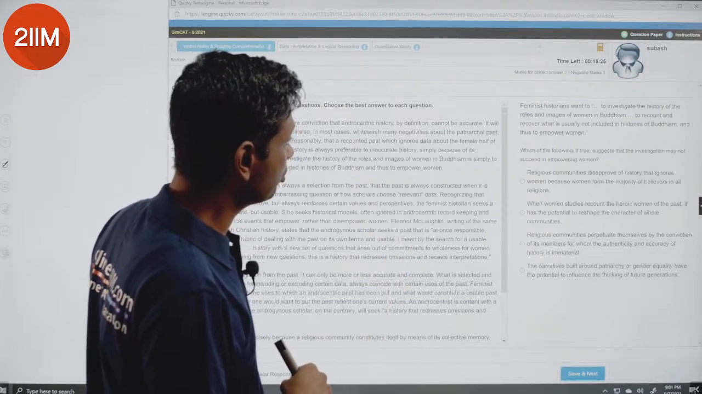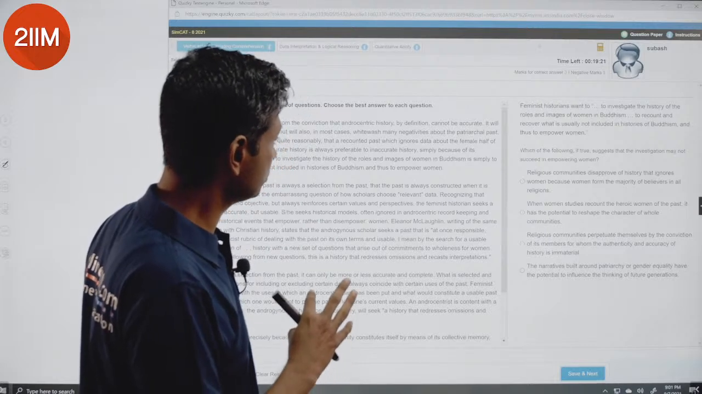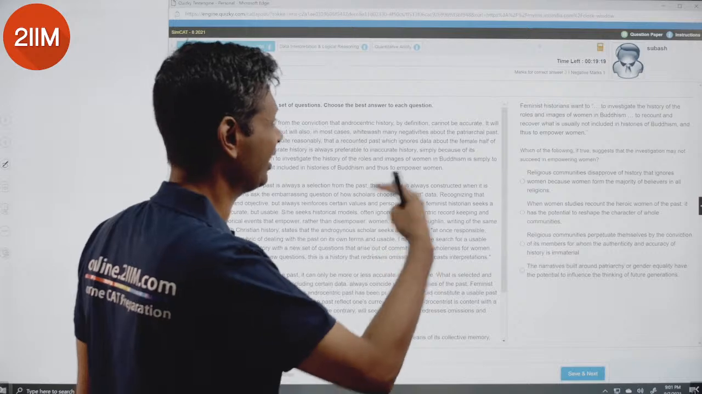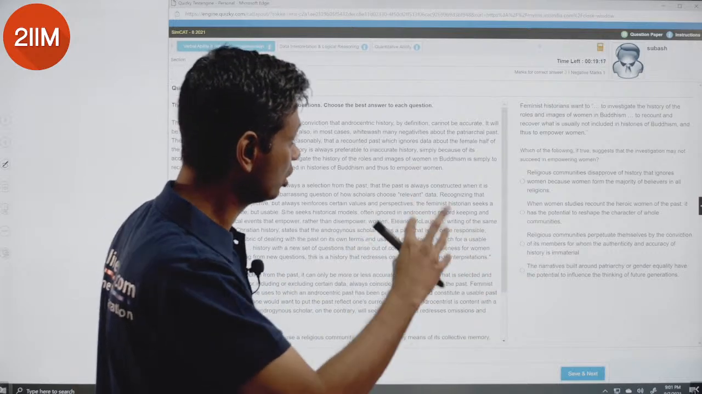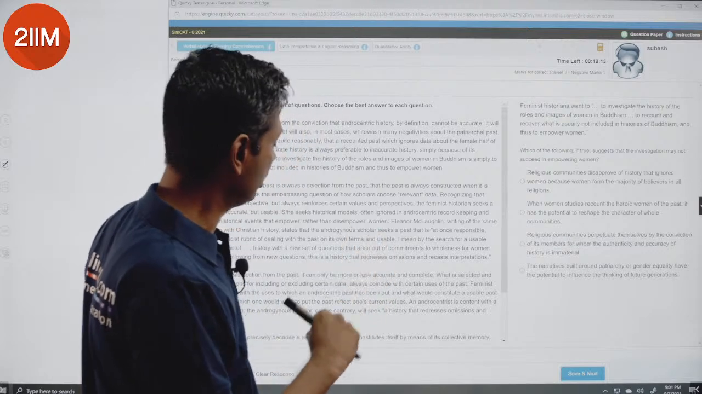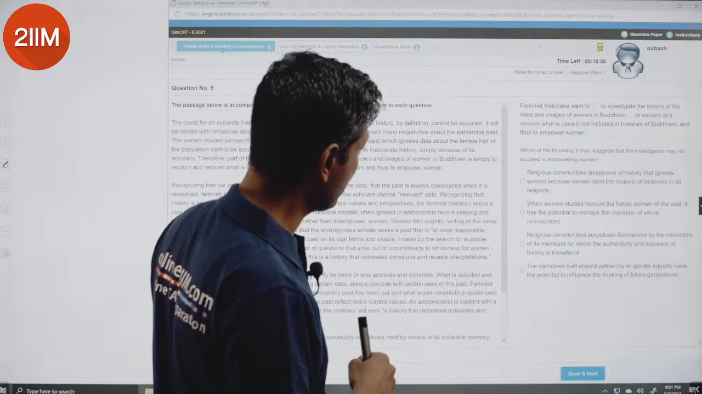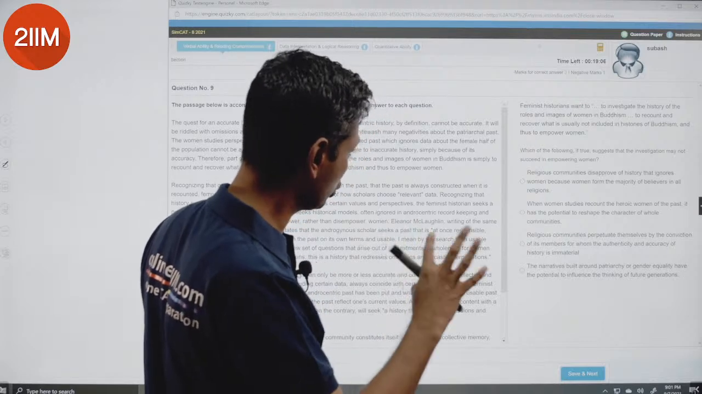Religious communities disapprove of history that ignores women because women form the majority of believers in all regions. So this will strengthen it. They disapprove of history that ignores. So this will help. We were looking for something that may not succeed in empowering. When women studies recount the heroic women of the past, it has the potential to reshape the character of whole communities. That's also true.